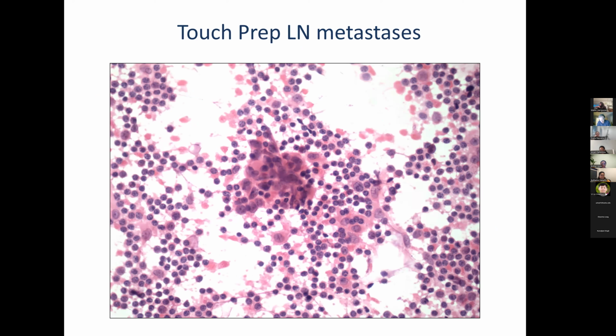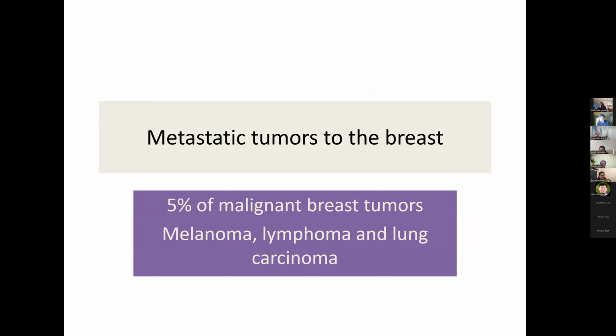And you see a lot of lymphocytes in the background, but here you see a cluster of tumor cells. So this is helpful. So rarely you have tumors that metastasize to the breast. So you have to think about not just the primary when you're aspirating the breast. When the patient has a history of melanoma, getting a history is very important. And so 5% of malignant breast tumors are metastatic to the breast. So history of lung or melanoma or lymphoma is going to be helpful.